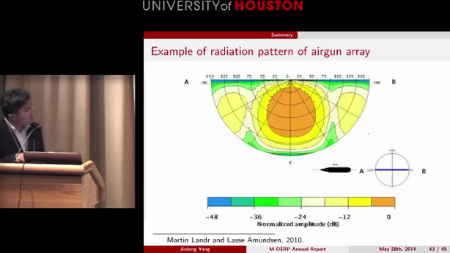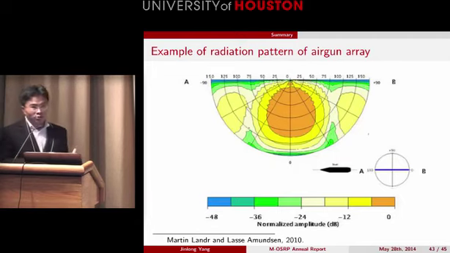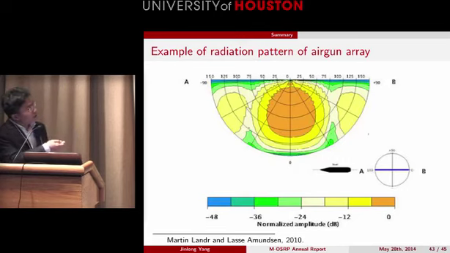I picked them from two papers. This is the radiation pattern of an air gun array. The circles represent the different frequency, this represents the different angle, and the color represents the different amplitude. So for the source array case, we can see that at a different angle and different frequency, we have a different amplitude.